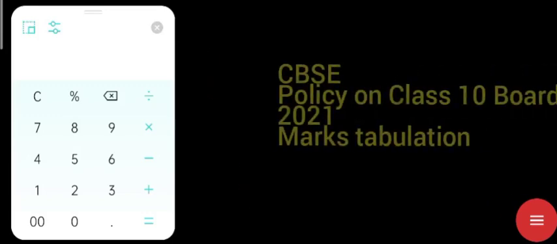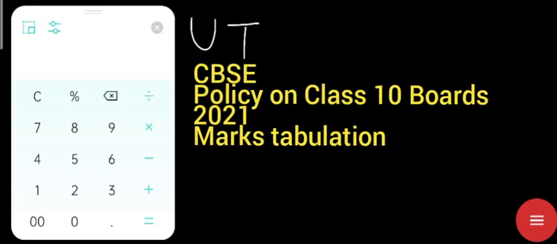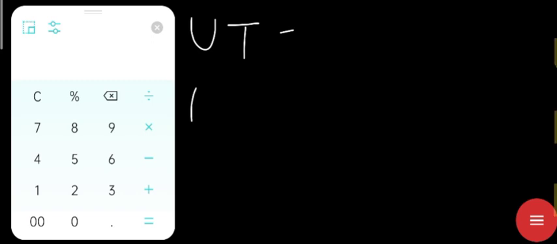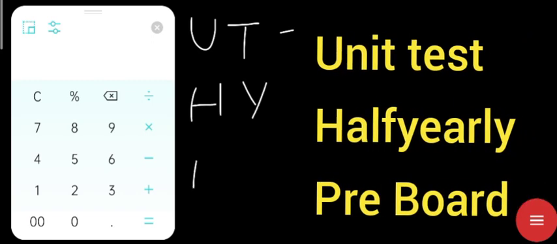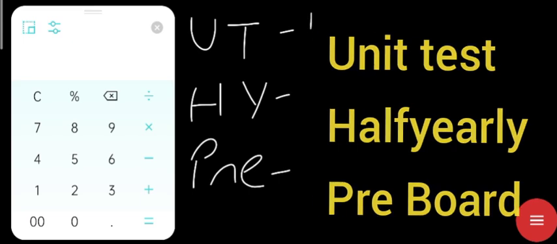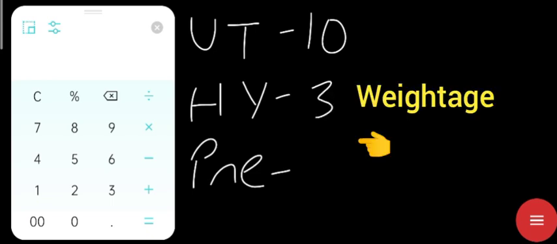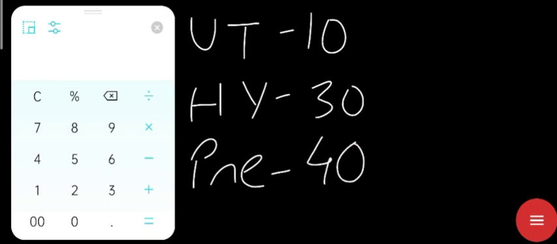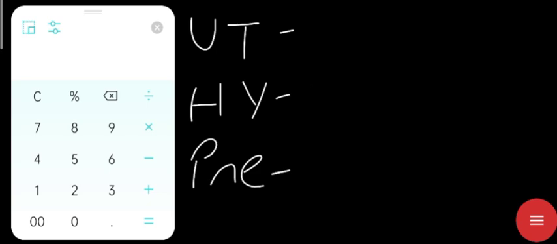Hello everyone. In this video I'll try to explain through an example how the tabulation of marks for class 10 students has to be done based on the policy of CBSE. That will be based on the unit test, half yearly and pre-board of the child that has been conducted by the school. The weightage given to these three exams is: unit test is 10, half yearly is 30 and pre-board is 40.